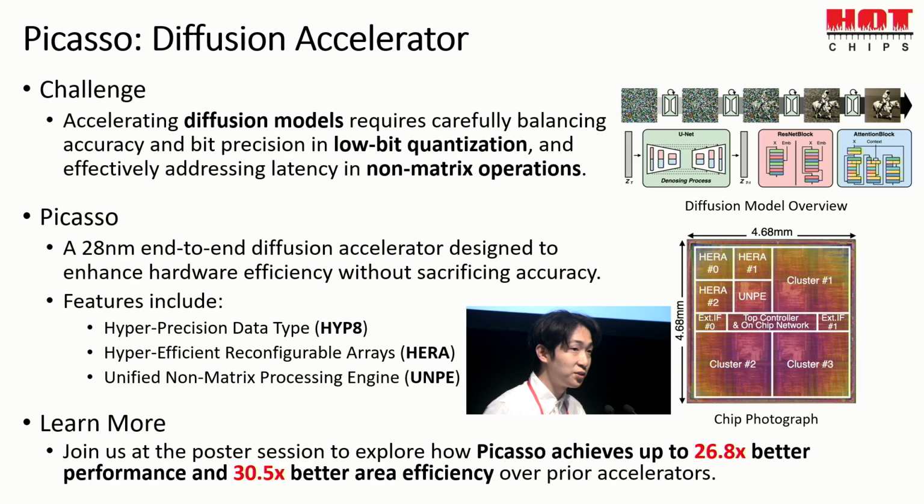Addressing the latency issues associated with non-matrix operations, UMPE ensures smooth and efficient processing across various tasks. The results speak for themselves. Picasso delivers up to 26.8 times better performance and 30.5 times better area efficiency compared to previous accelerators. If you are interested in learning more about how Picasso can revolutionize your diffusion model workload, I encourage you to visit our poster session. Thank you for your attention.